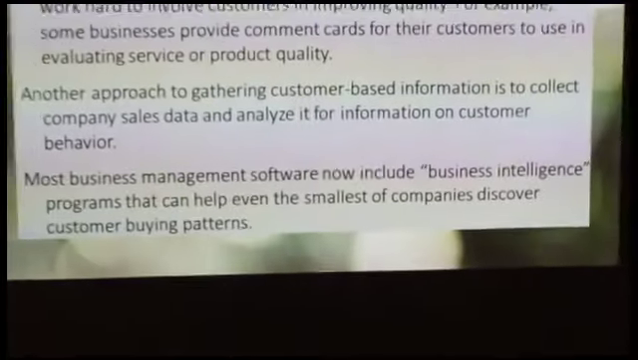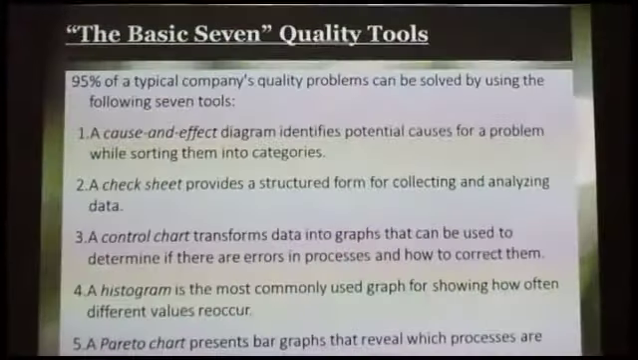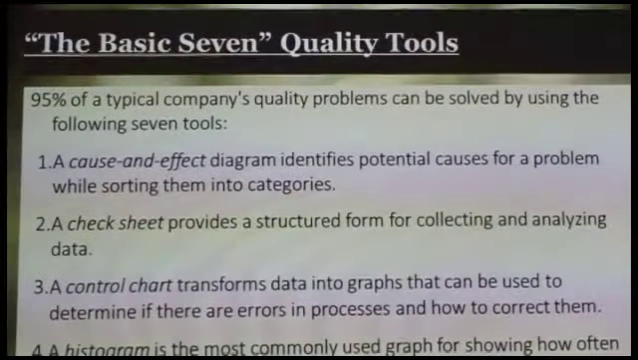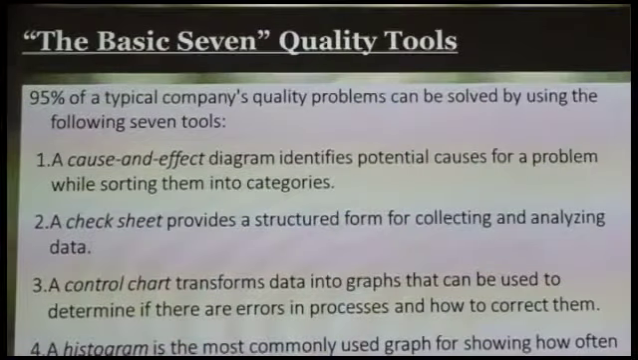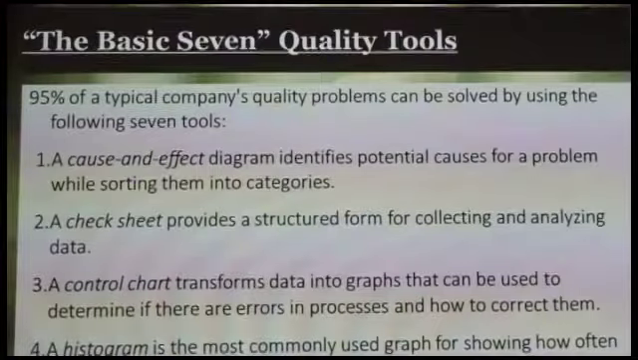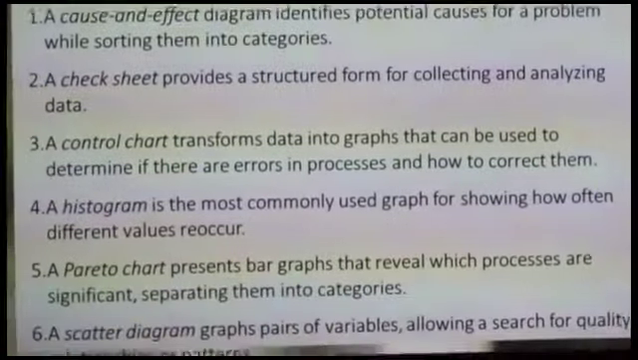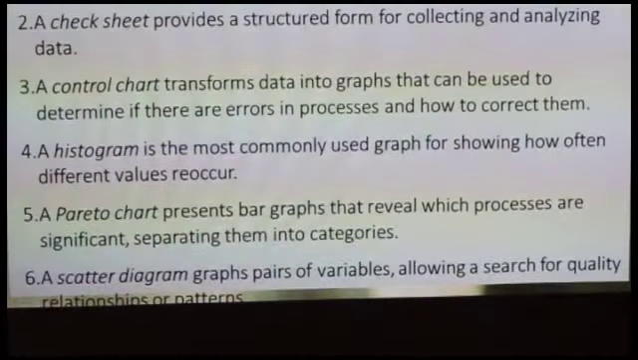The basic 7 quality tools. 95% of a typical company's quality problems can be solved by using the following 7 tools. 1. A cause and effect diagram identifies potential causes for a problem while sorting them into categories. 2. A check sheet provides a structured form of collecting and analyzing data. 3. A control chart transforms data into graphs that can be used to determine if there are errors in processes and how to correct them.